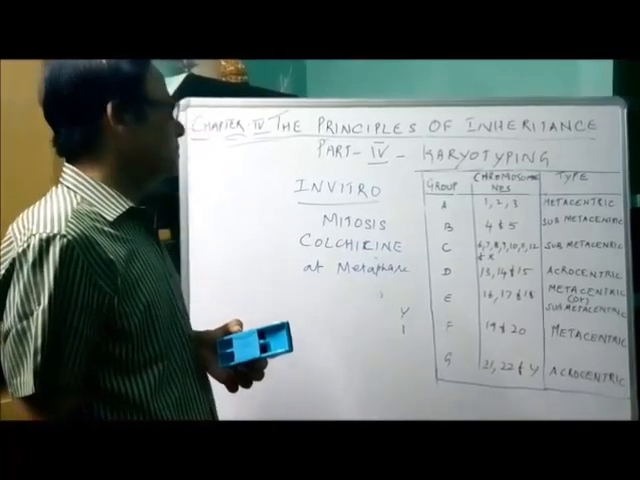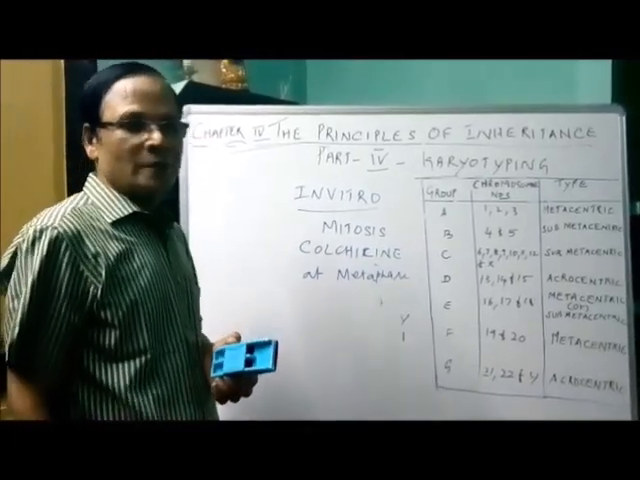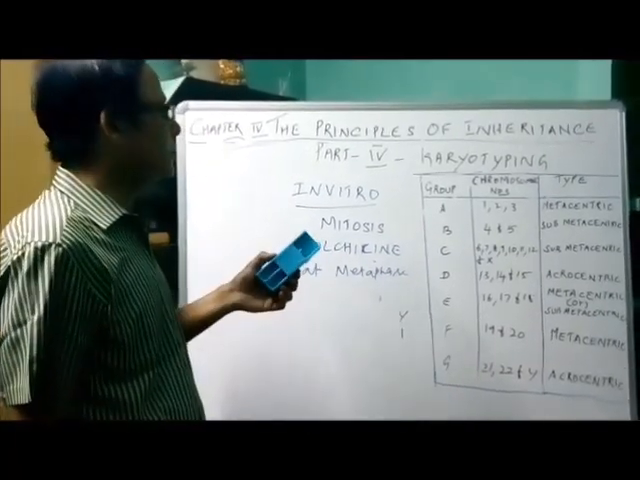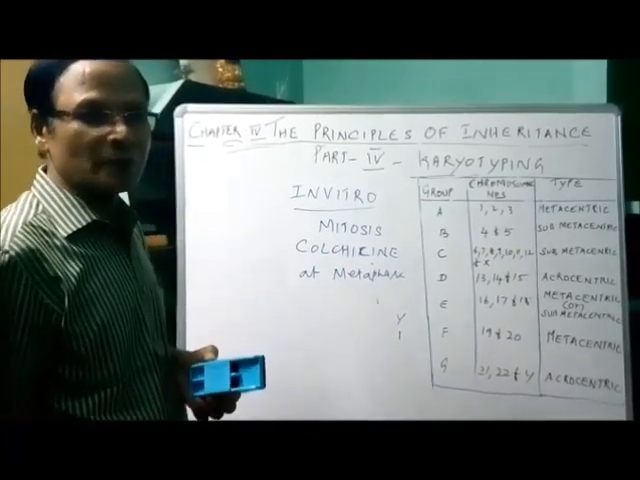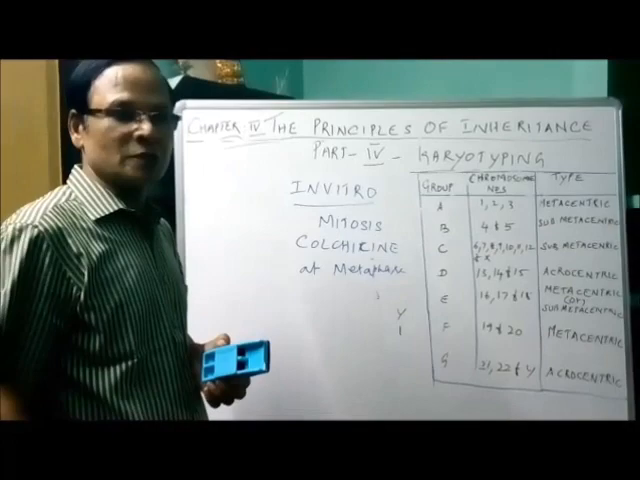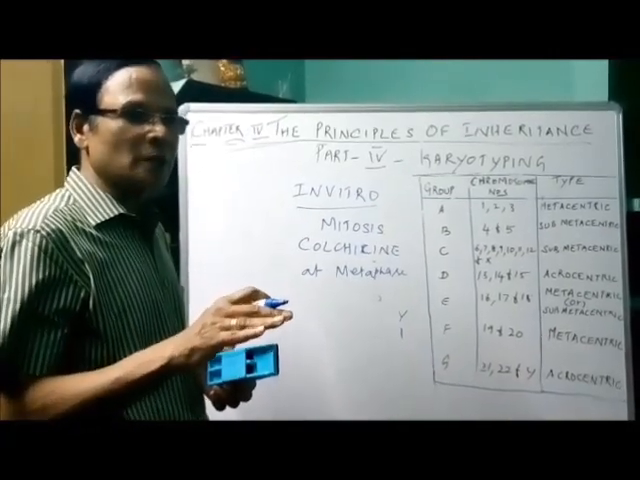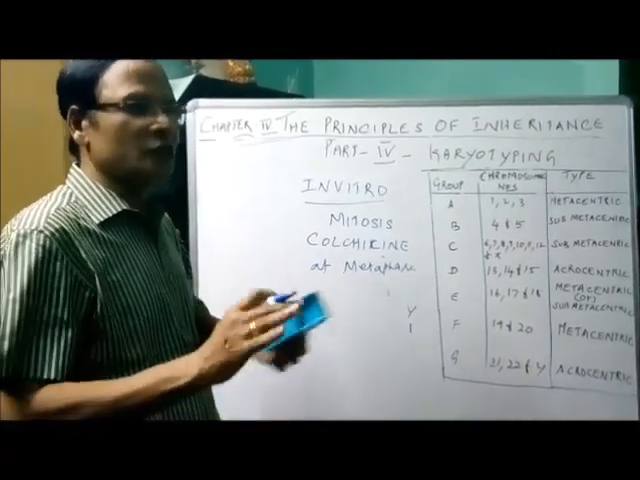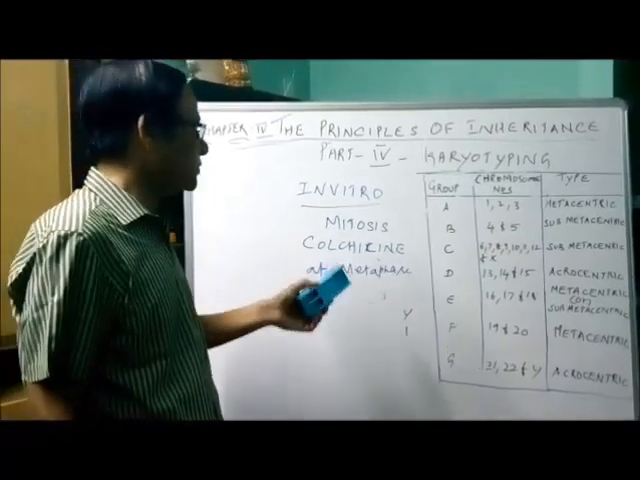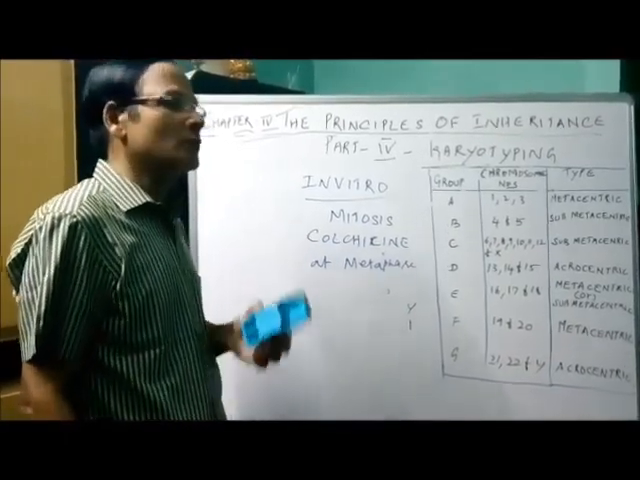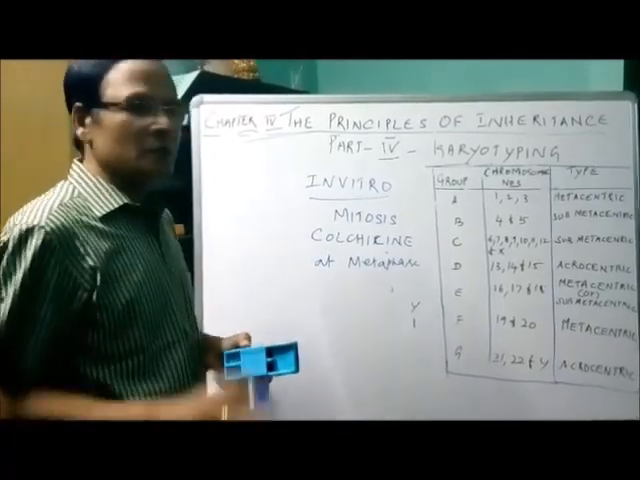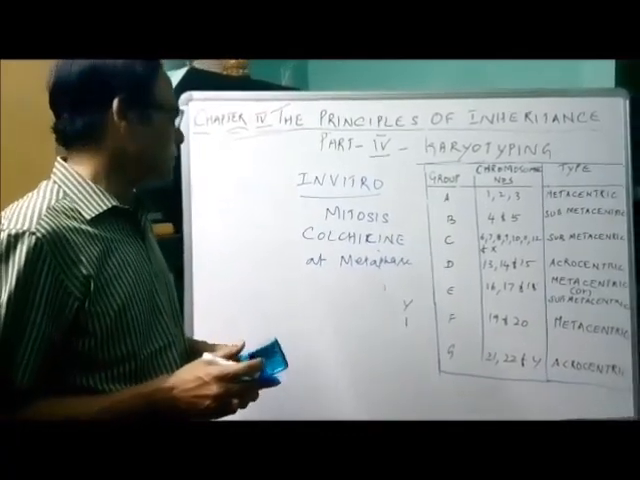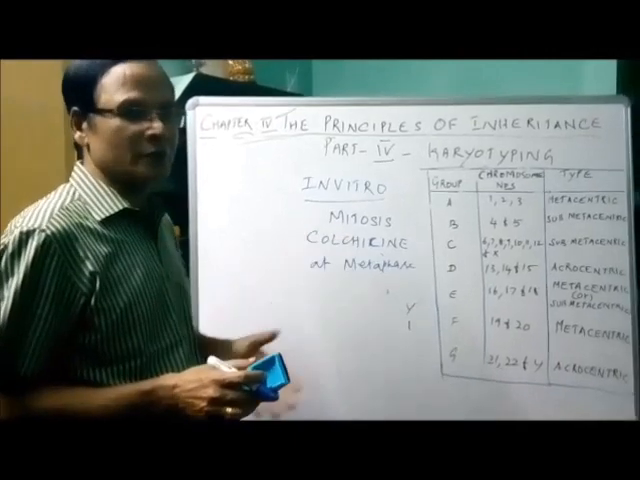The best stage in mitosis for making karyotype is metaphase. In metaphase, the chromosomes are arranged at the equatorial plate and are not showing any movement. They are stationary. That is why metaphase chromosomes are the best for making karyotype. So cell division is stopped at metaphase, and now we have the cells at metaphase.